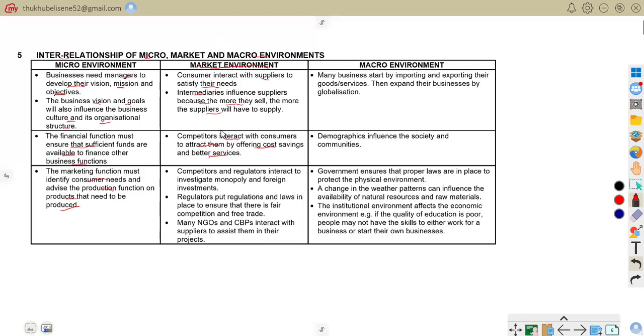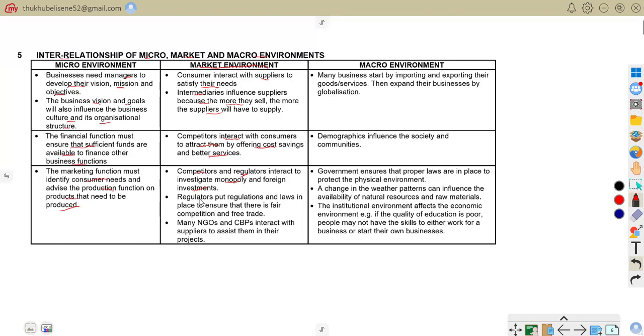So it means that competitors try to win customers by giving better value. For example, ShopRite lowers prices to attract customers from Spar. Competitors and regulators interact to investigate monopoly and foreign investment. Meaning to say, government checks that businesses don't unfairly dominate.